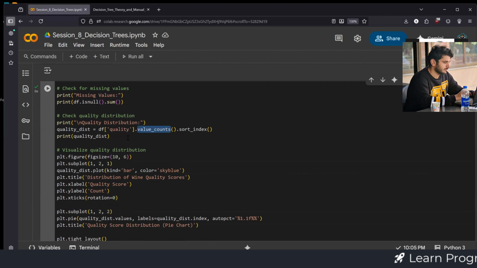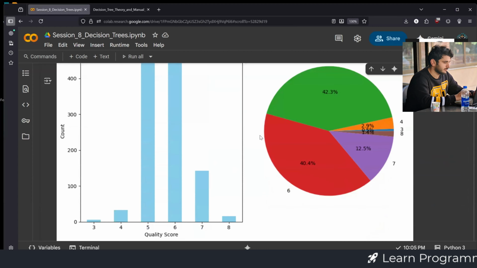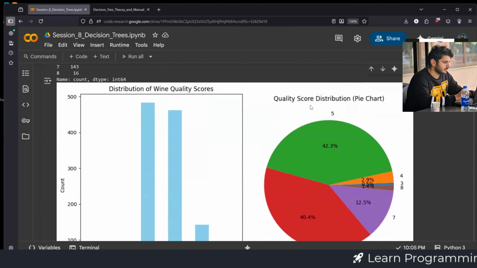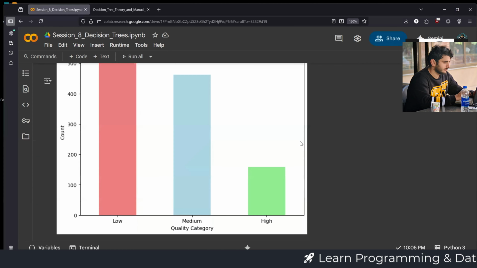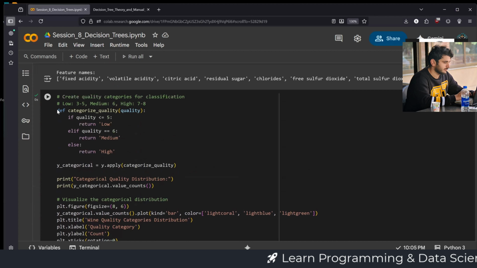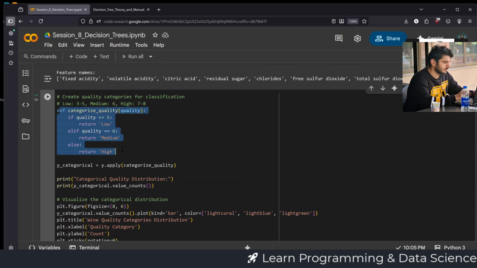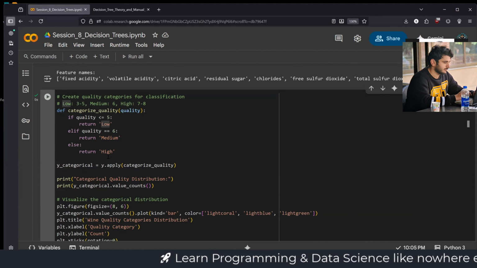We are checking the value counts. We are creating different kinds of graphs here to see the distribution. We have a quality score of 5 for 42% of the data set. Now to convert it into a classification problem, we will modify it to 3 classes with a simple function: if quality is less than or equal to 5, it's low. If quality is equal to 6, it's medium. If it's greater than that, it means it's going to be a high quality wine. Okay.